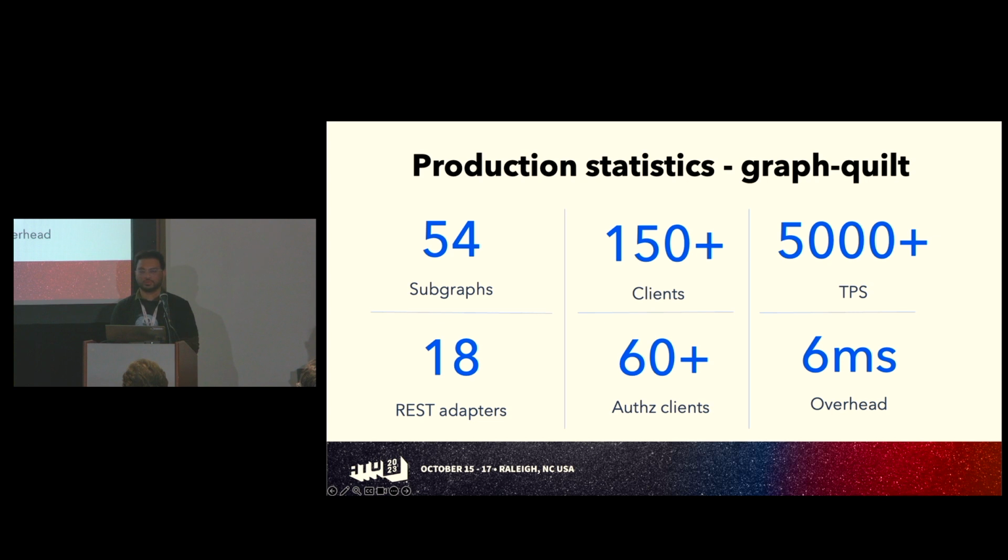We have gone through four tax seasons with this orchestrator, with almost a TPS of 5,000. Some of the registered services are REST services, and I'll talk about what REST adapters are. And we have authorization implemented. The overhead that the orchestrator adds when you make the downstream call is just 6 milliseconds. So it's highly performant and scales to the numbers that you're seeing on screen.